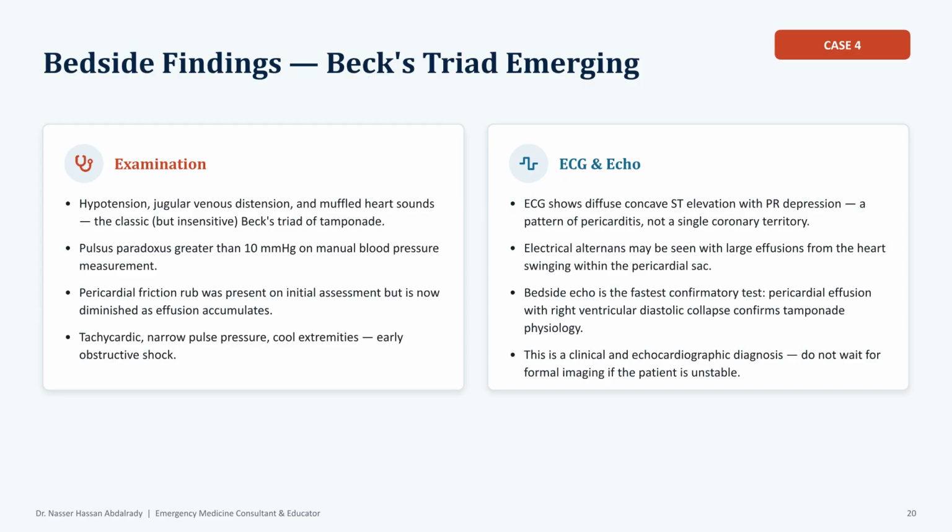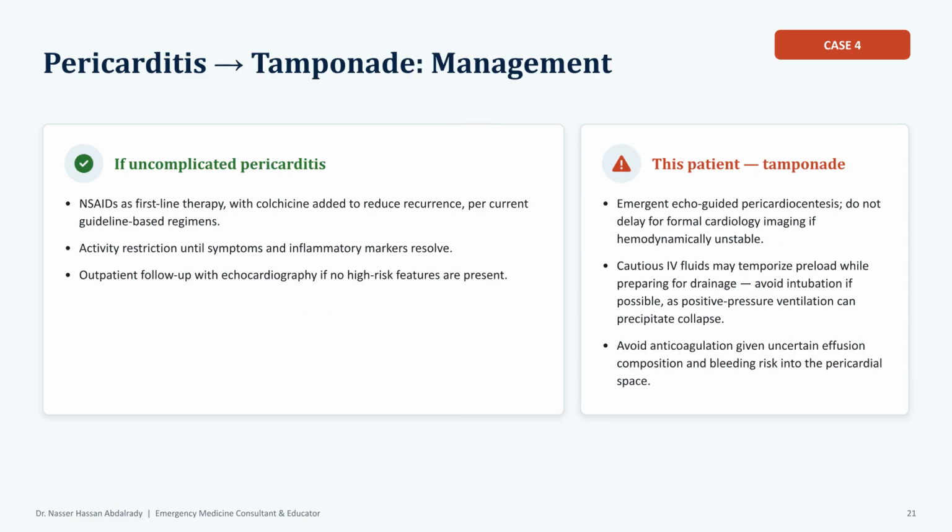His ECG shows diffuse concave ST elevation with PR depression, a classic pericarditis pattern. Bedside echo is the fastest way to confirm tamponade, specifically looking for pericardial effusion and right ventricular diastolic collapse. While uncomplicated pericarditis is managed with NSAIDs and colchicine, tamponade requires emergent echo-guided pericardiocentesis. We avoid positive pressure ventilation and anticoagulation, as both can cause further instability. IV fluids may provide a temporary bridge while you prepare for immediate drainage.